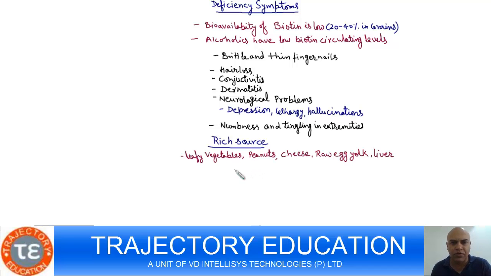Rich sources of vitamin B7 or biotin are leafy green vegetables, peanuts, cheese, raw egg yolk, and liver. A very important thing observed in pregnant women is that if there is deficiency during pregnancy, it can result in congenital deformation like cleft palate in newborn babies.